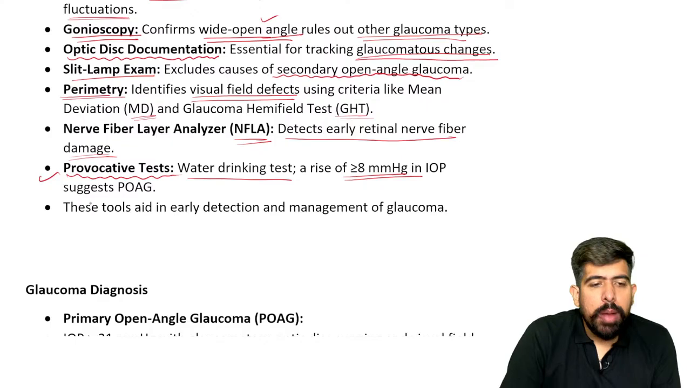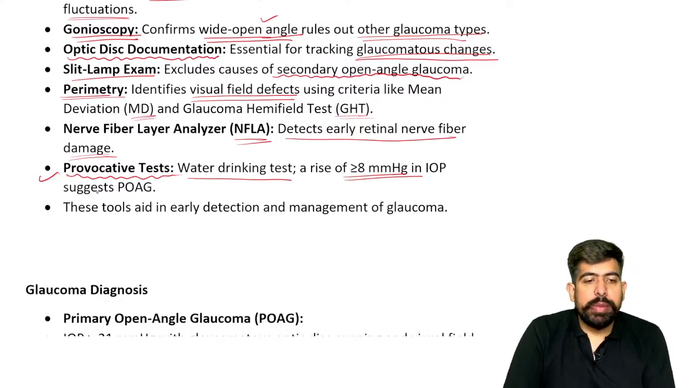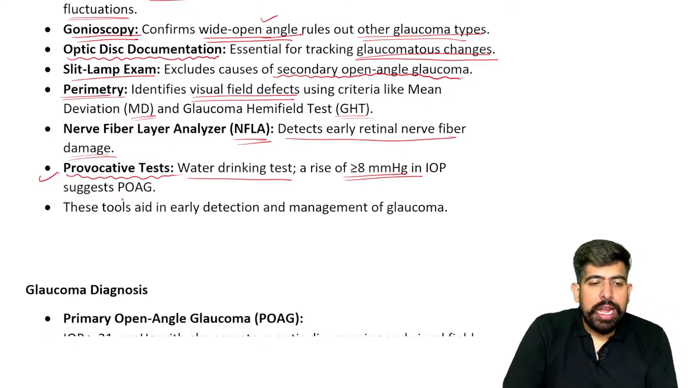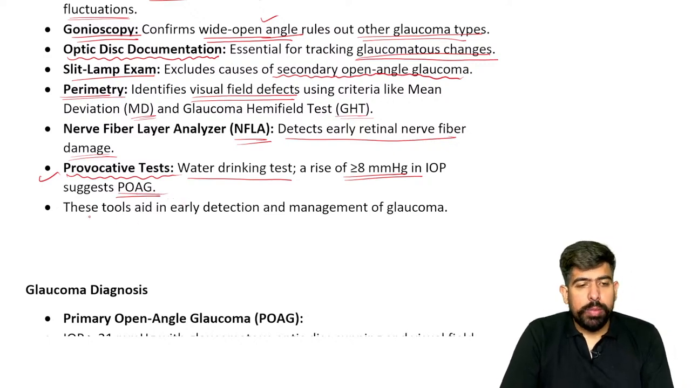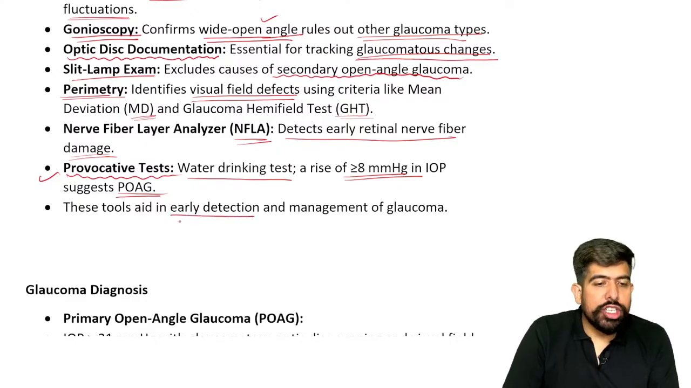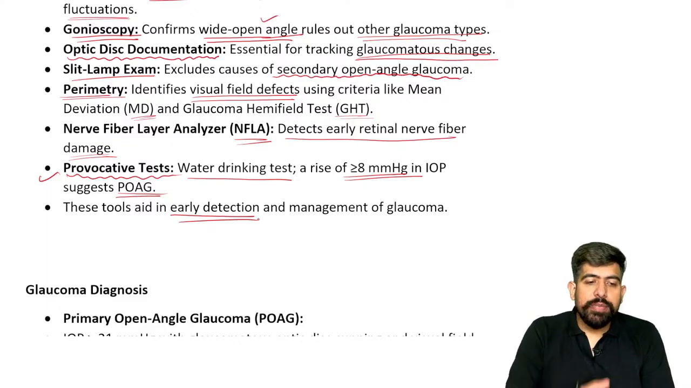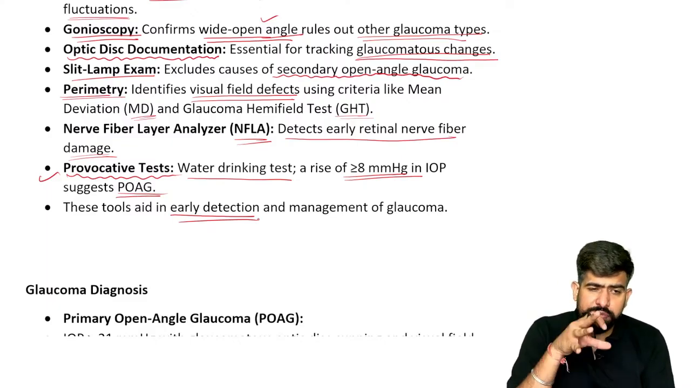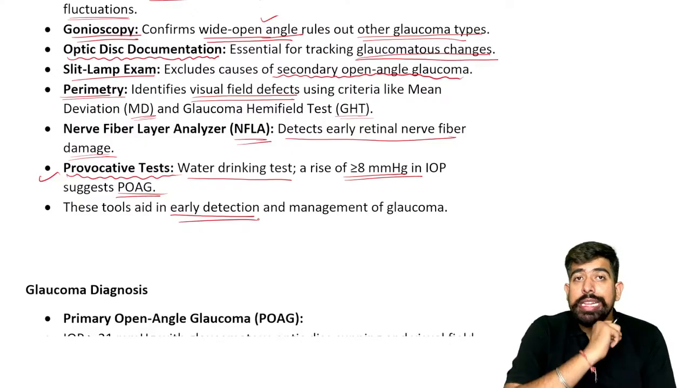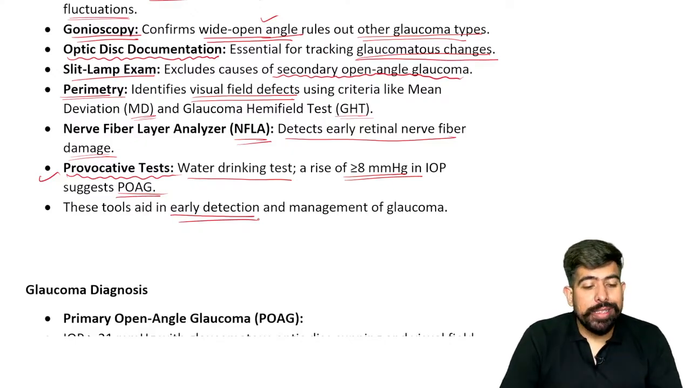That is known as the provocative test, right? It means we are provoking it, okay? And this is suggestive of your open angle glaucoma, right? And please remember, these tools are for the early detection. Why are we talking about so many tools? Because they will make your early detection possible, because this open angle glaucoma is asymptomatic.